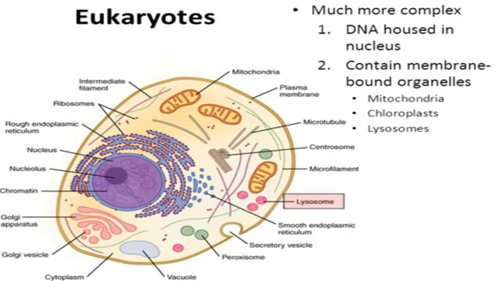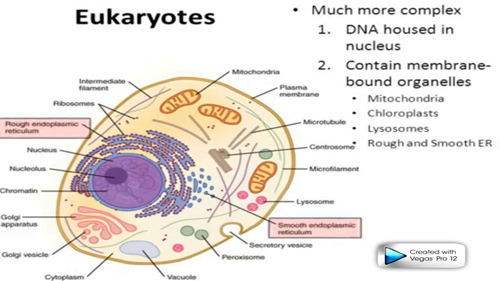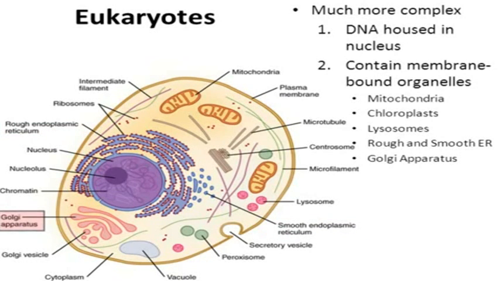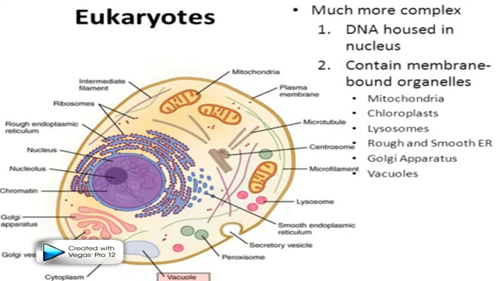Lysosomes help to digest and break down certain food particles, and they also are membrane bound. The rough and the smooth endoplasmic reticulum, also membrane bound. The rough endoplasmic reticulum helps in the production of proteins. The smooth endoplasmic reticulum helps to build up fats and lipids. The Golgi apparatus, again, another example of a membrane-bound organelle. The Golgi apparatus helps to sort, package, and distribute proteins around the cell. And at the bottom here we have a vacuole, which is kind of like the storage container, membrane-bound as well.